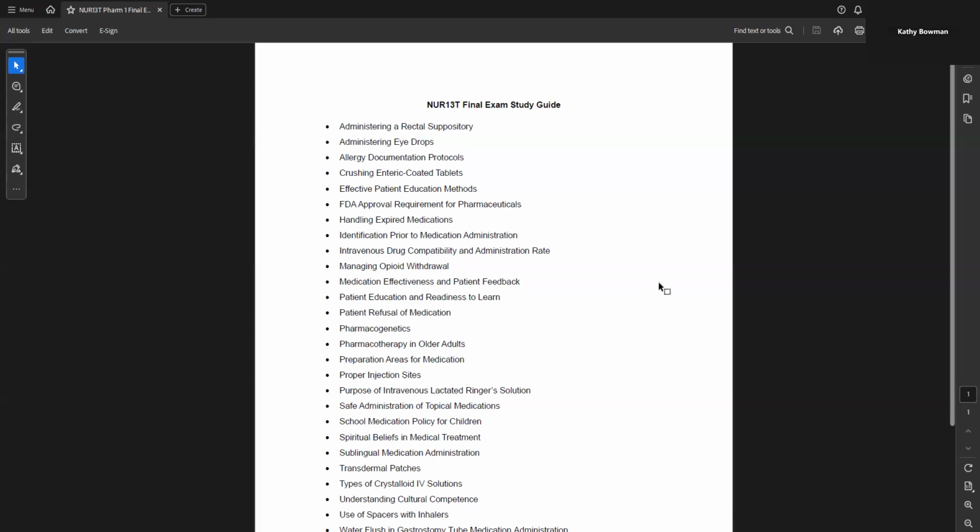All right, so the next one is crushing enteric-coated tablets. Now I want to hear why we don't crush enteric-coated tablets, not by chat. Why do we not crush enteric-coated tabs? It'll be released too early, and instead of going to the small intestine, it'll go to the stomach and irritate the stomach. Okay, so perfect. Exactly what I'm looking for.